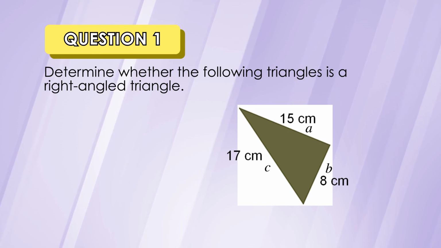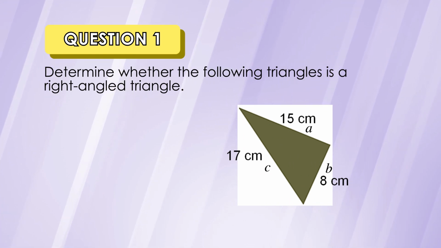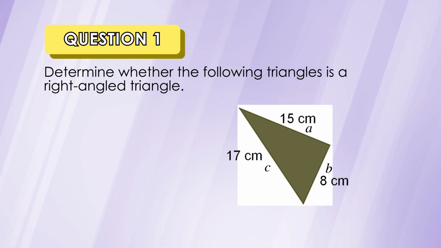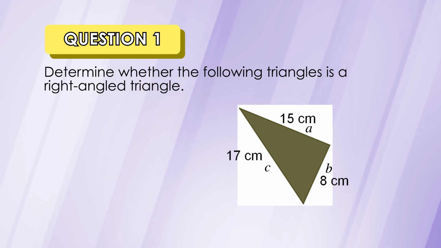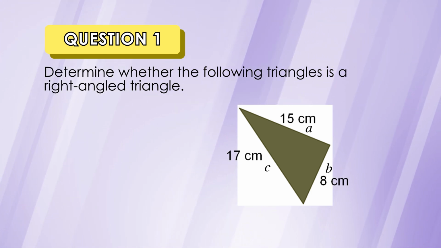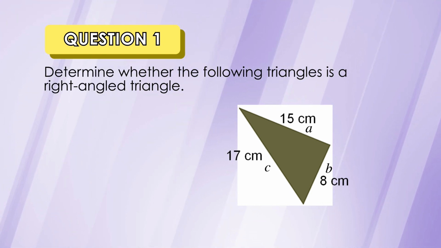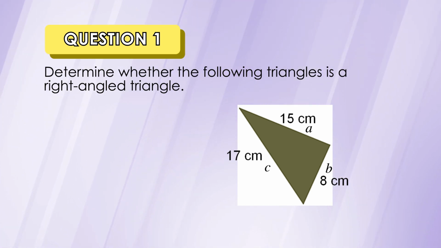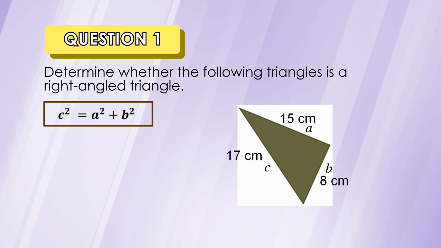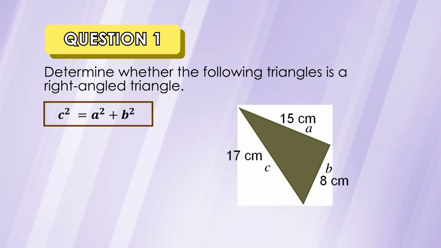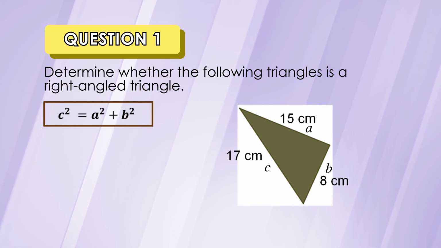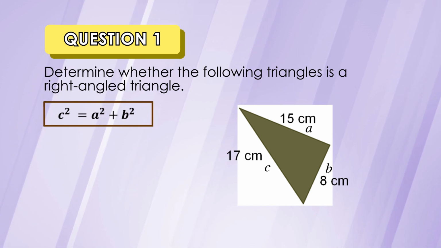Determine whether the following triangle is a right-angled triangle. First, we need to determine which side should be labelled as C, that is the hypotenuse. Take the longest side as C. The other two sides can be either A or B. The Pythagoras theorem is as follows. We will be comparing the answers on the left-hand side and right-hand side.